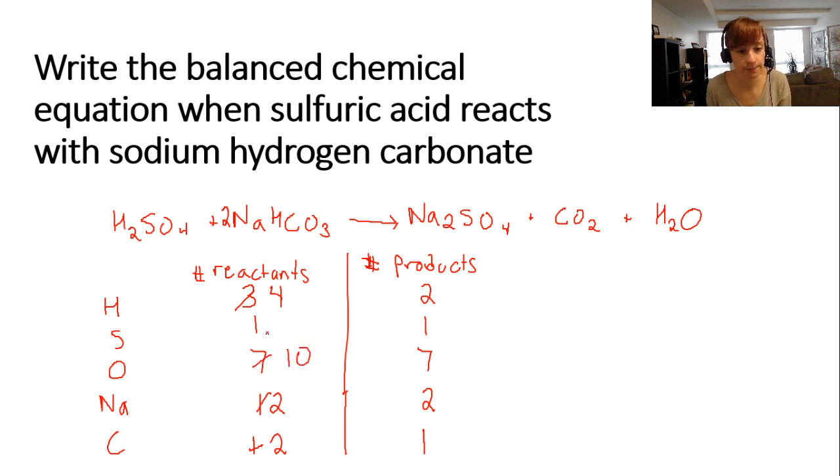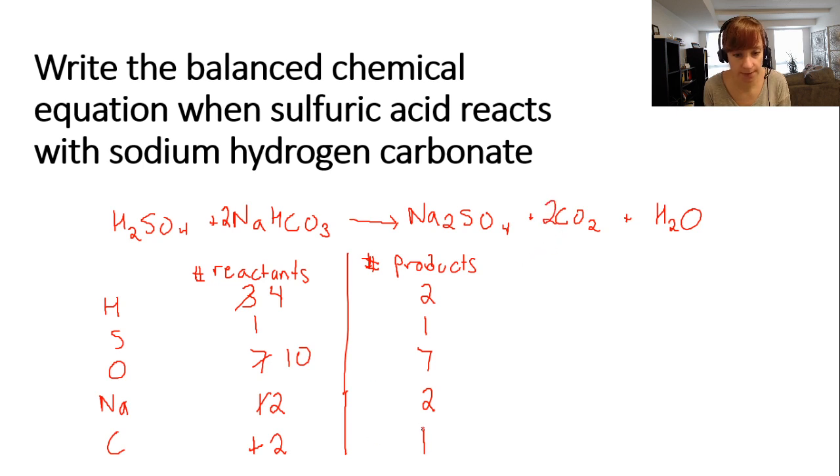So now we've balanced our sulfur and our sodium. Now we need to tackle carbon, oxygen, hydrogen. So first we are going to balance the oxygen atoms. Here we have 10 on the reactant side and 7 on the product side. So what we need to do to balance that out, we will put a 2 on CO2.